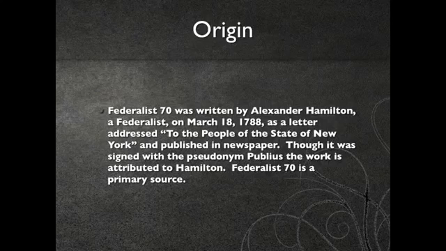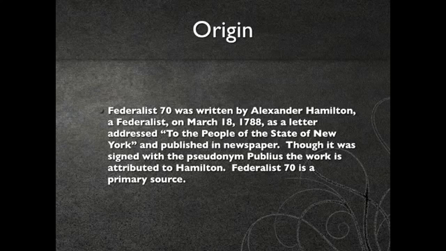The next thing you would want to do is start reading the document, but before you do, I think it's important that we take a look at the origin, purpose, value, and limitations for Federalist 70. I'm not going to read to you word for word, but all I'm telling you for the origin was all that was presented on the document that we just looked at.